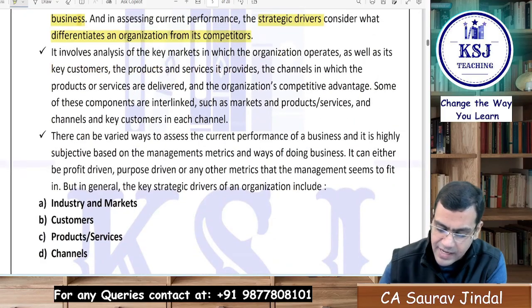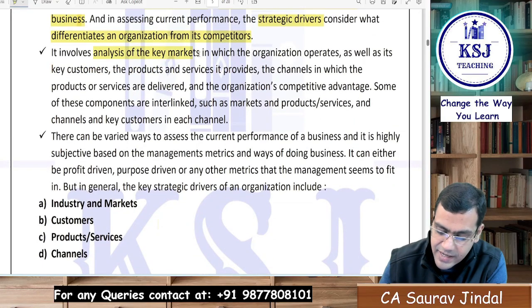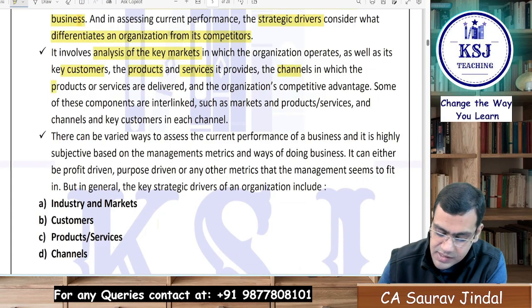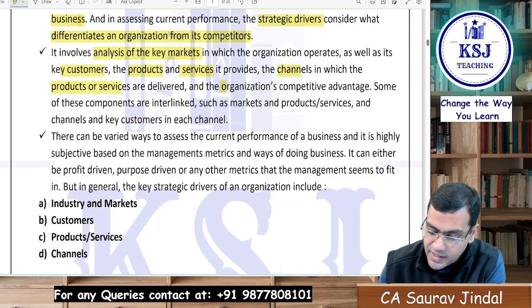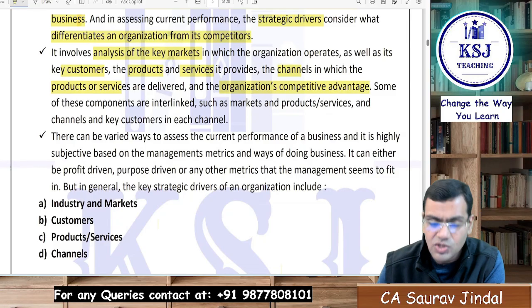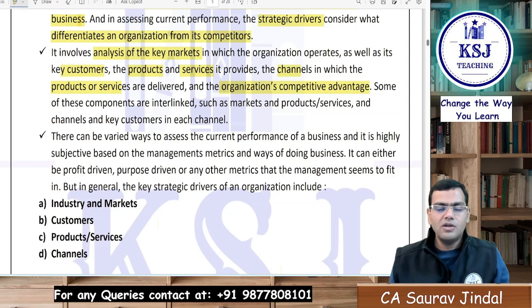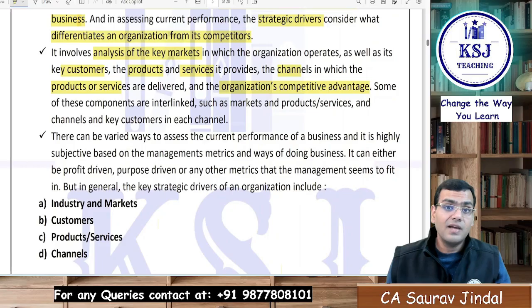It involves the analysis of the key markets in which the organization operates, as well as its key customers, the product or service it provides, the channels in which the product or services are delivered, and the organization's competitive advantage. So it is going to tell about a lot of things. One, what are the key markets you are operating in, whether you are operating only online or both online and offline, right? If you are operating only offline, and your competitor is doing both online and offline, then the competitor might be having an edge, right?